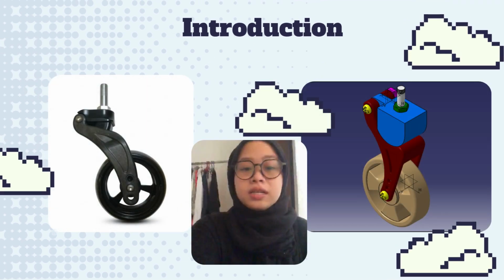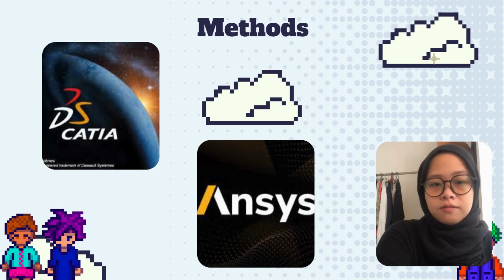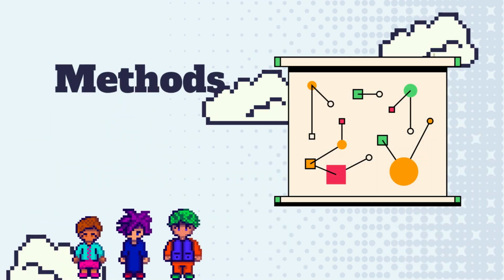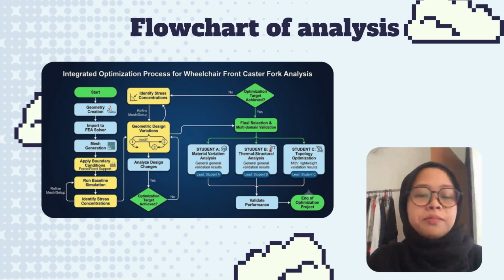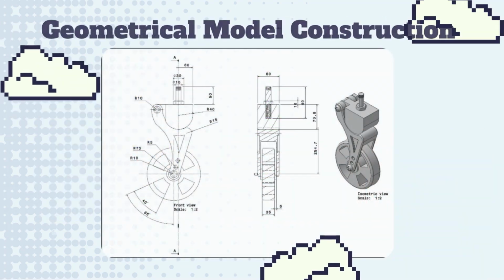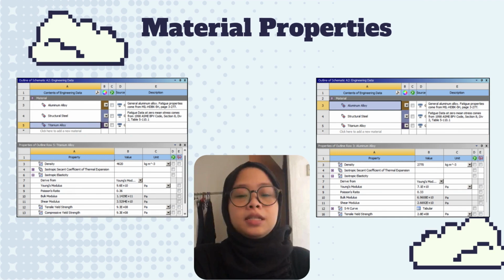This is our project draft and assembly of the casters using CATIA software. For method, we mainly use CATIA software and ANSYS software to achieve our objective. This is our flowchart of the method used to make the structural analysis. The initial product assembly is made out of aluminum alloy as the basic fabrication material.